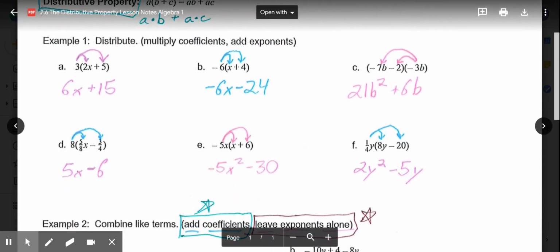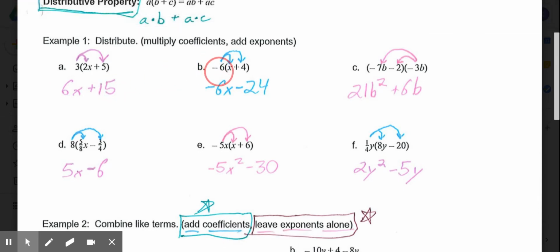So in A, we take 3 times the quantity 2x plus 5. So you multiply the 3 by 2x, giving us 6x. Keep the addition sign in the middle. And then 3 times 5 is 15. So this becomes 6x plus 15. In B, we're distributing the negative 6. So a negative 6 times x gives us a negative 6x. The negative 6 times 4 gives us a negative 24. So we could write this as negative 6x minus 24.